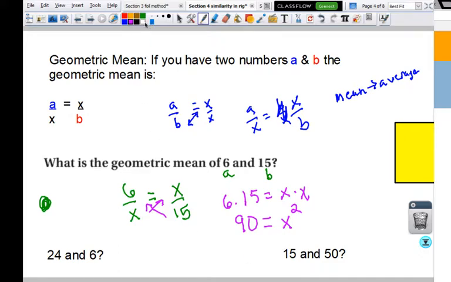To get the X by itself and figure out what that X is, we're going to have to square root, not divide by 2. Square root is this kind of fancy divide sign. So let me grab Desmos. If you square root one side, you square root the other.